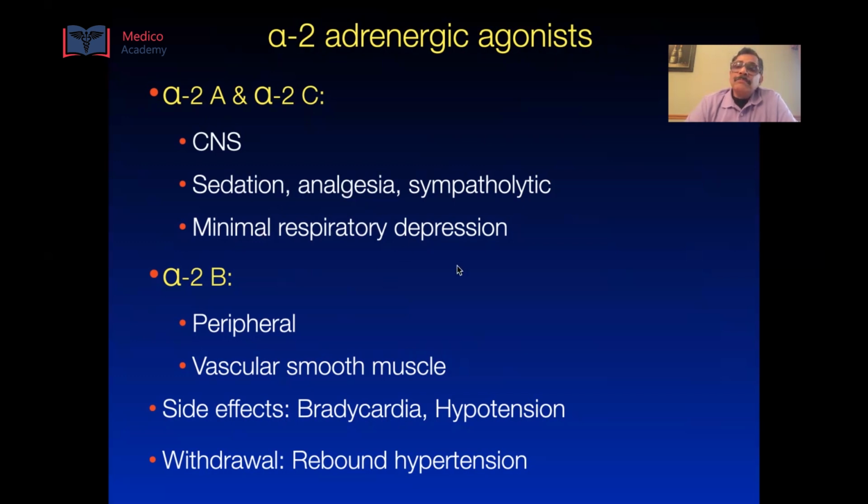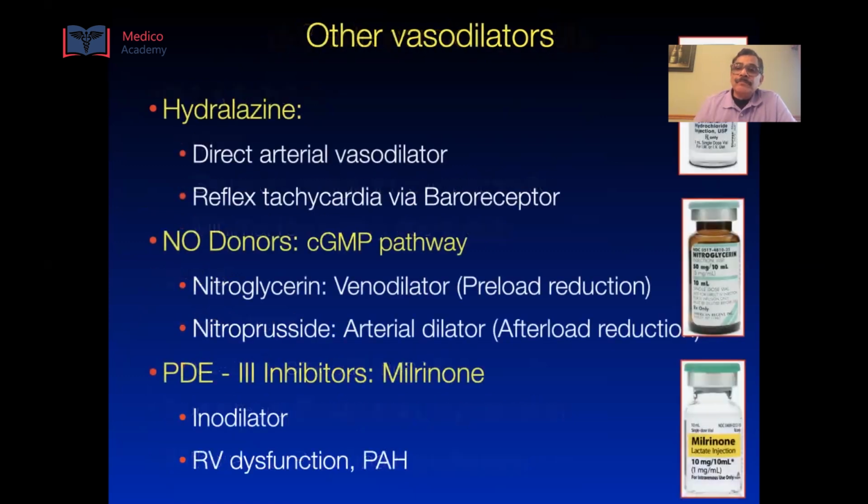They were also used as antihypertensives in the past, mainly clonidine, and that is because of alpha-2 B receptors, which are peripheral. They cause vascular smooth muscle relaxation, but again, the side effects are bradycardia and hypotension. If the patient is already on clonidine, the patient should have the morning dose, because sudden withdrawal can cause rebound hypertension.